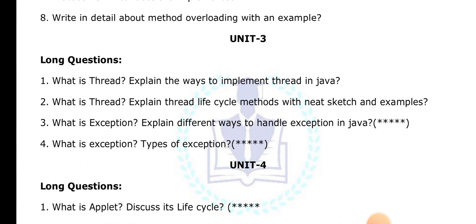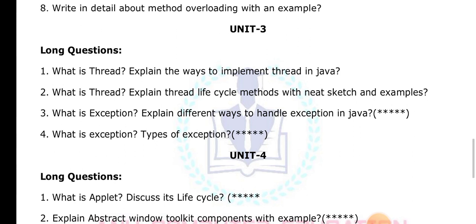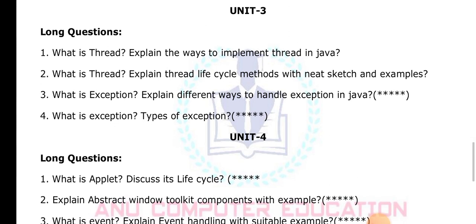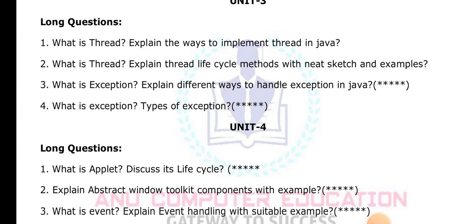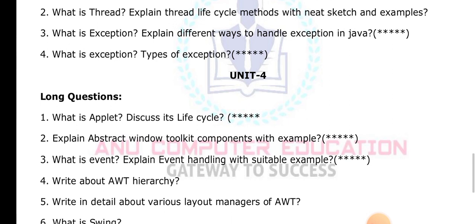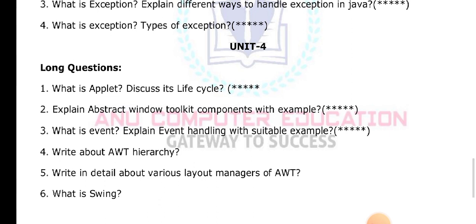When it comes to unit number 4, what is an applet, and discuss its life cycle methods: init method, start method, stop method. These are called applet life cycle methods. And what is an AWT window, toolkit and components you have to explain. And next, what is an event, and explain event handling with a suitable example, and write about the AWT hierarchy, and explain in detail about the various layout managers of AWT and what is a string. So these are all very important questions in Java.